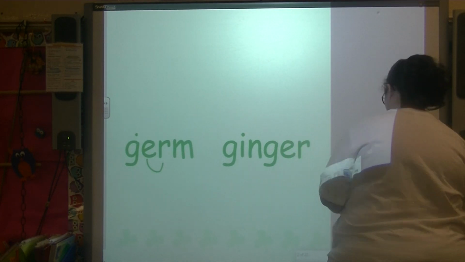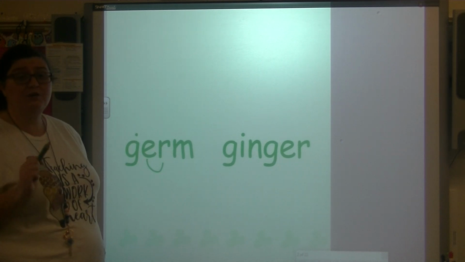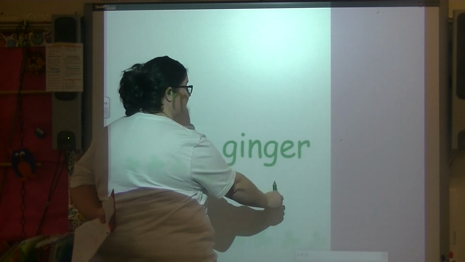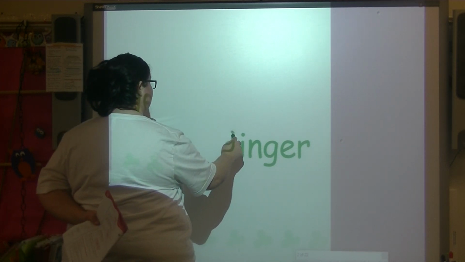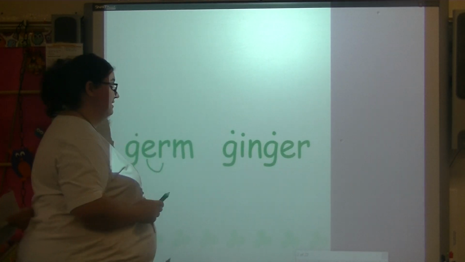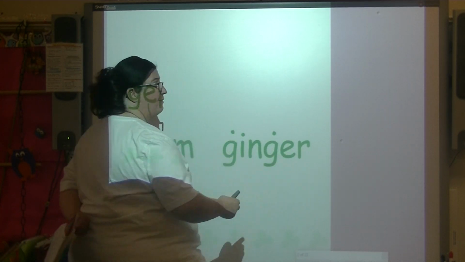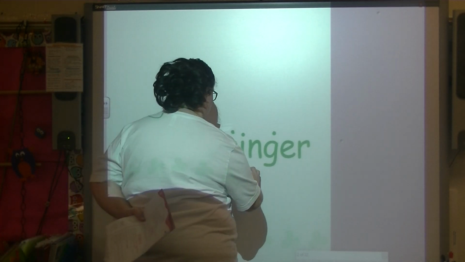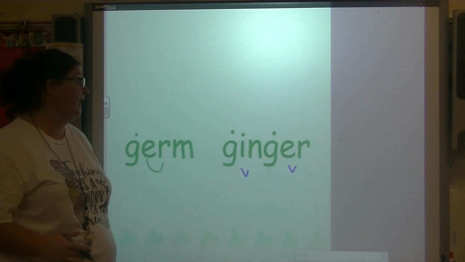Now the next word we have is ginger. We have two of those J sounds. Here it's followed by I. Here it's followed by E. So we put a dot to remind us it makes the J sound. Now, we have two vowels. If we have two vowels, that means we have what? We have two syllables, that's right.